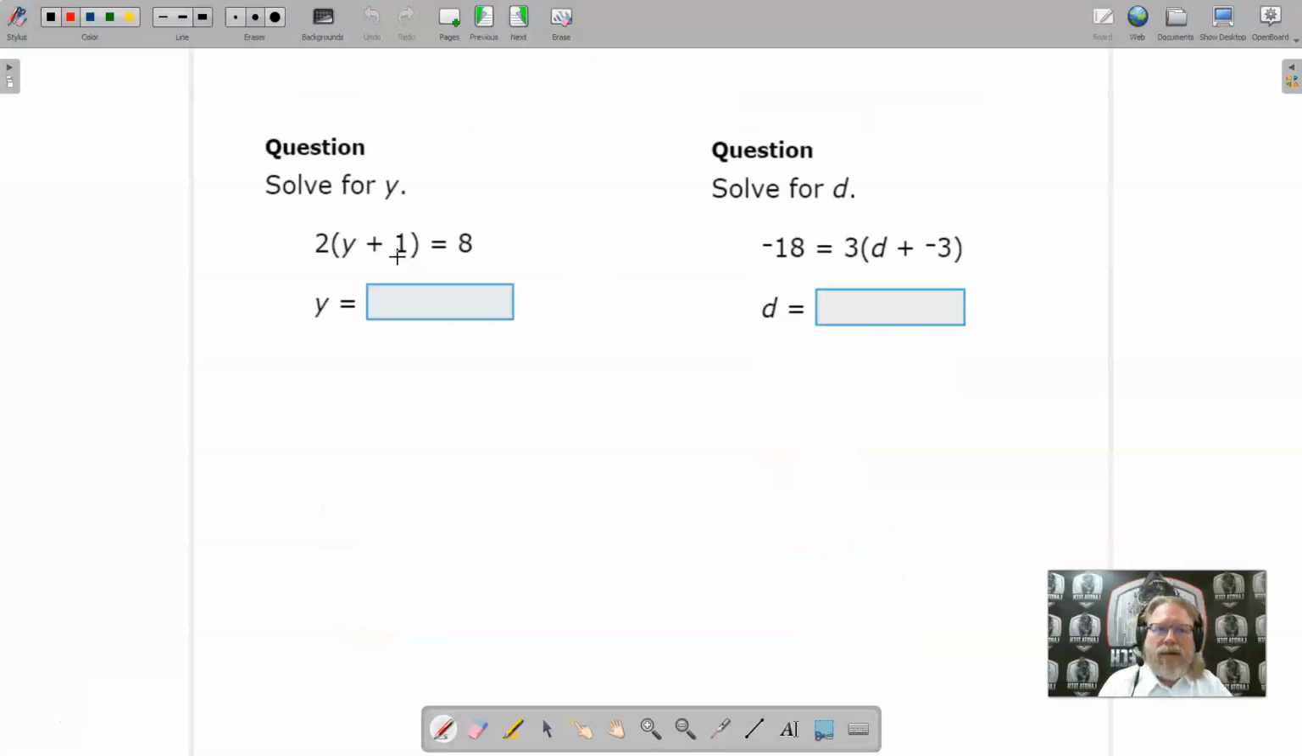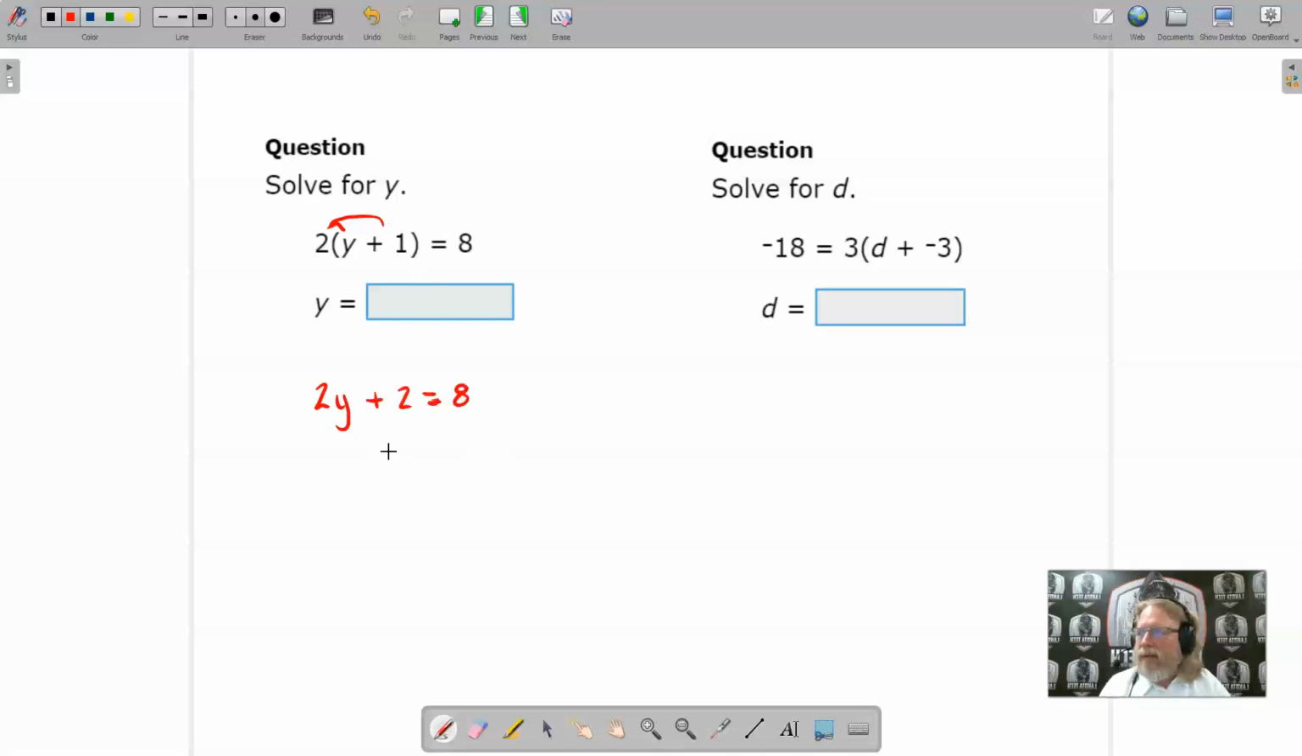Well, we have some parentheses, right? So we're going to have to distribute. We have to distribute this 2 into the quantity of y plus 1. So 2 times y is going to be 2y, and 2 times 1 is going to be 2. And we'll bring down that 8 we have there. So that was our first step, to distribute.